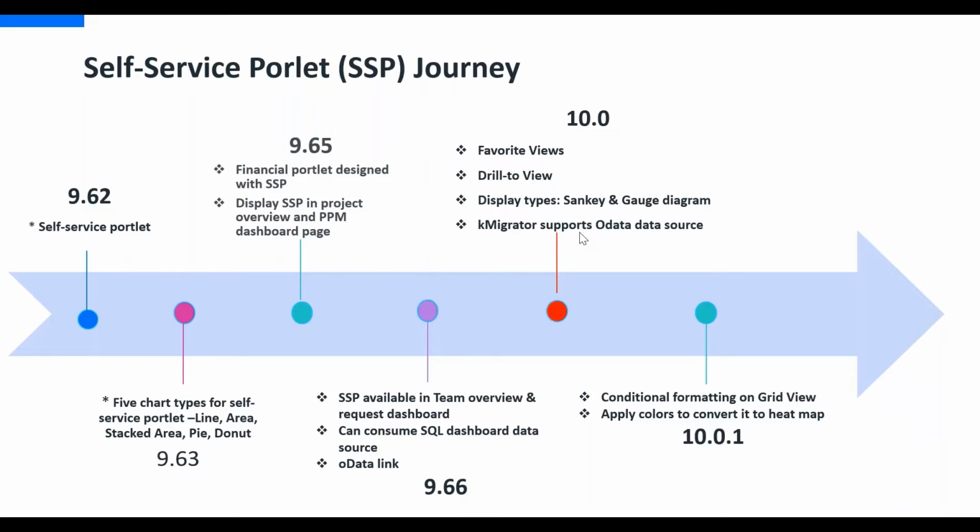In version 10.0, there were some additional enhancements done to the self-service portlet by adding favorite views, drill to view, and also 2 additional chart types, that is a Sankey diagram and Gauge diagram. And now you can migrate the SSP data source from one instance to another using K-migrator, and that's an important feature especially for upgrades. And in 10.0.1, there is some conditional formatting supported on grid view. Also, you can apply colors on the grid view to convert the grid view into a heat map. So that is the journey so far for the Self-Service Portlet and its features.